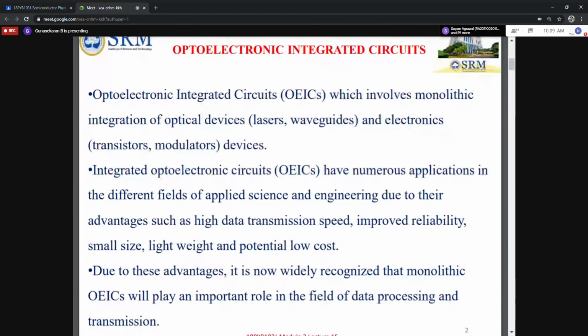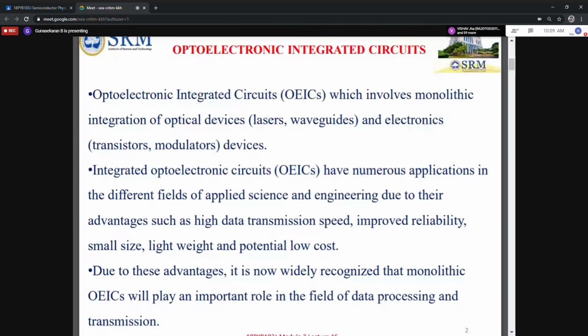In electronics, there are so many active and passive components. For example, transistor, junction diode, UJT, SCR. These are all the active components. Resistance, inductance, capacitance, filters are the passive components. Now you fabricate both active and passive components in a single chip. In addition to that, you take the optical devices also. Optical devices means you take the lasers and the waveguides.